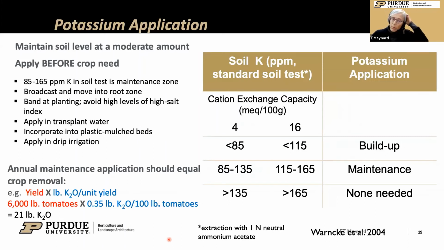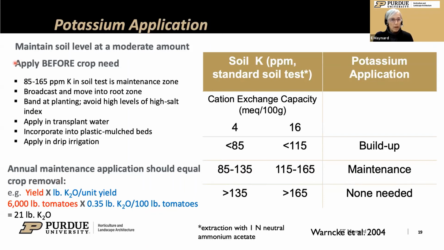With any nutrient, but particularly with potassium, one approach is to maintain the soil level at a moderate amount where you can get a good yield. There's enough potassium in there to get the yield and the quality that you want. And if you can maintain it at that amount, then every year you just put in what's removed by your crop. And that's what I showed you in the previous graphs. So as an example, what's a moderate amount of potassium? Well, work in the Midwest has suggested that if you have a low cation exchange capacity, 85 to 135 parts per million in your soil test, or for higher cation exchange capacity up to 165, that's probably in the moderate range for most vegetables. And if you have those levels, you just need a maintenance application, which you would calculate by figuring out how much your crop is removing.